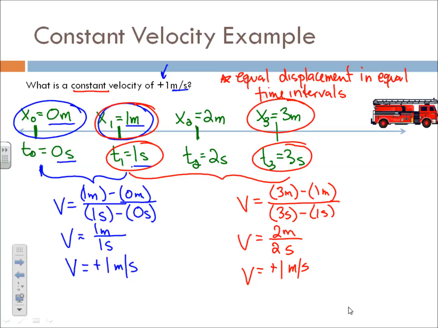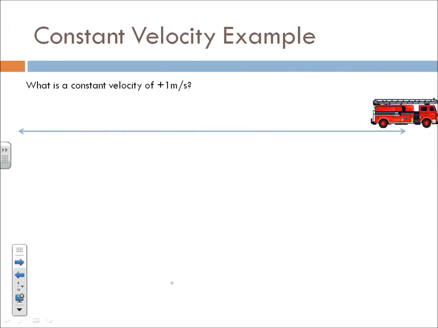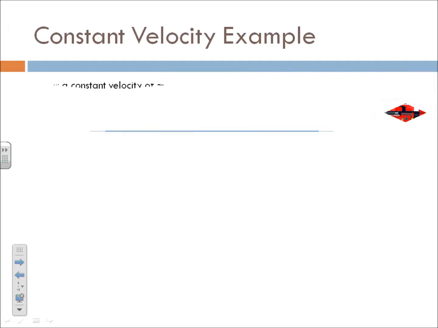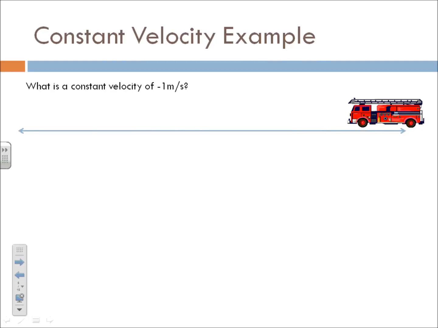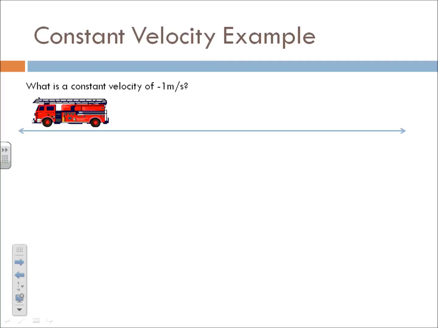What happens if I change this to a negative? What happens if this goes from positive 1 meter per second to negative 1 meter per second? The only thing that's changing here is the direction. So I start over here at 0 meters and 0 seconds, but now I'm moving to the left. At 1 second later, I'm now located at negative 1 meter.